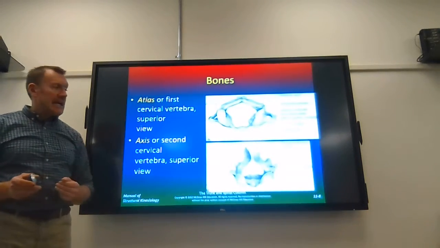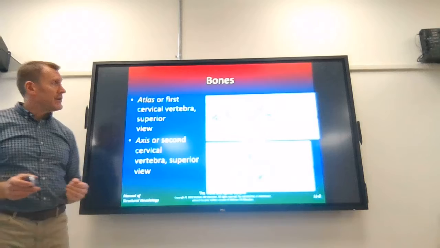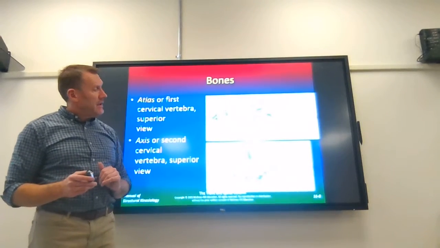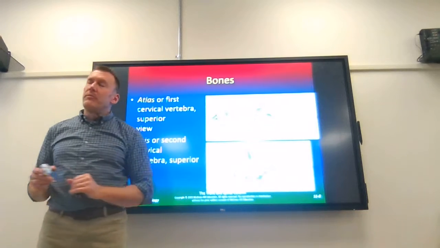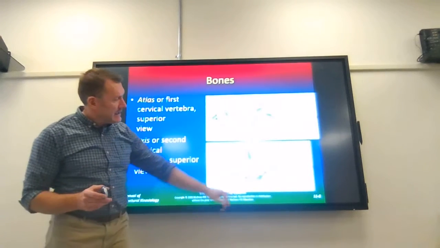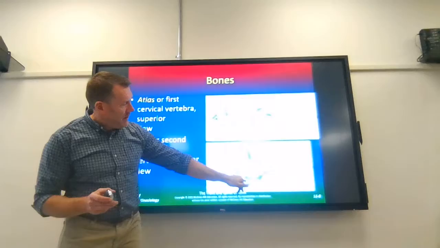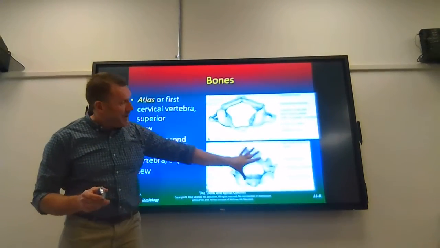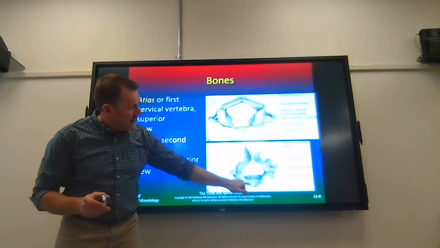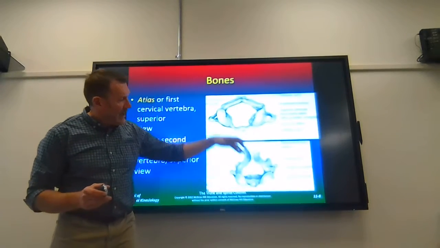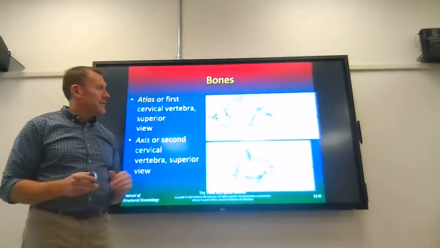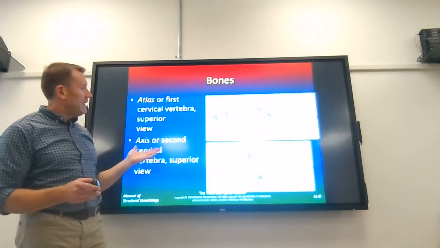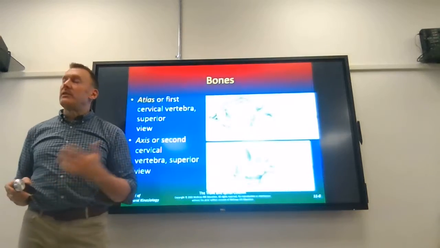The axis is the second cervical, so it articulates or connects with the atlas. One of the unique features of the axis is that it has this pivot process called a dens. The atlas pivots around this dens, this pivot point. The atlas will rotate. That joint is called the atlanto-axial joint.